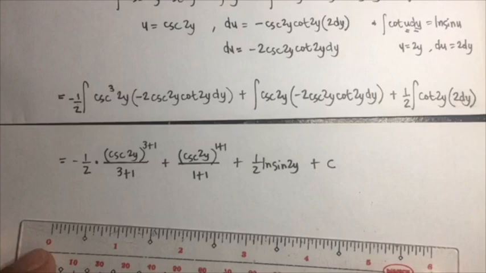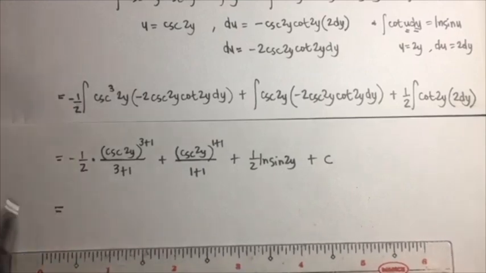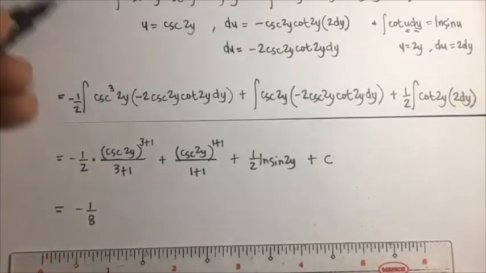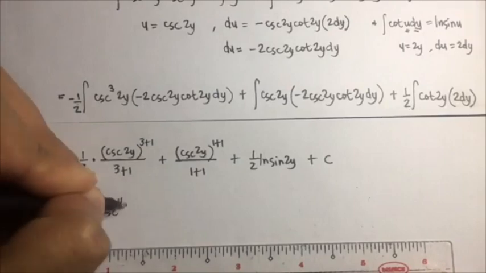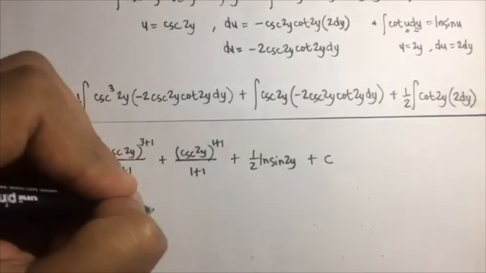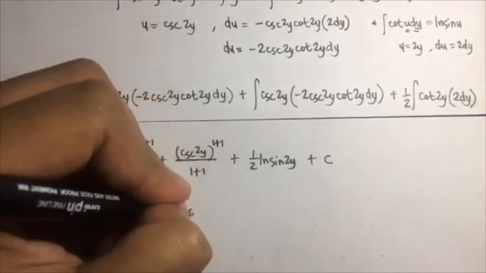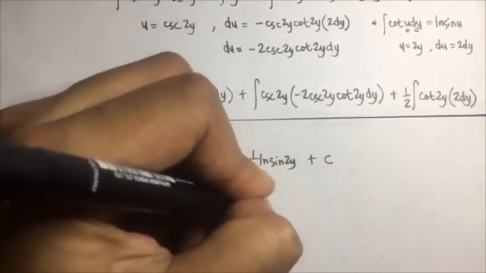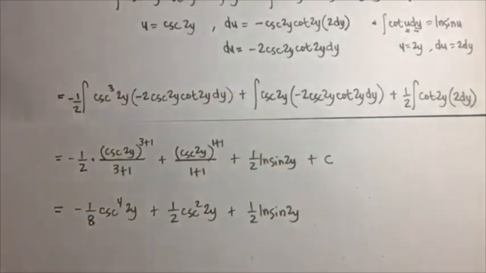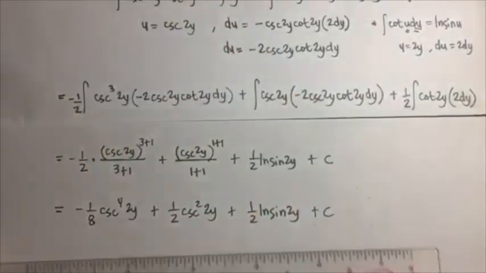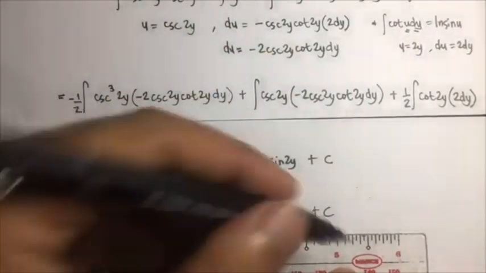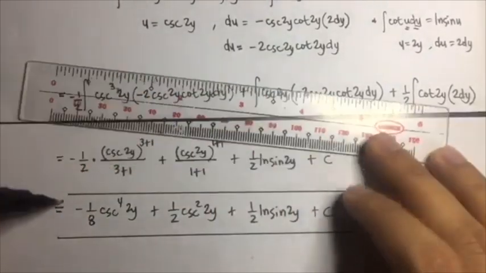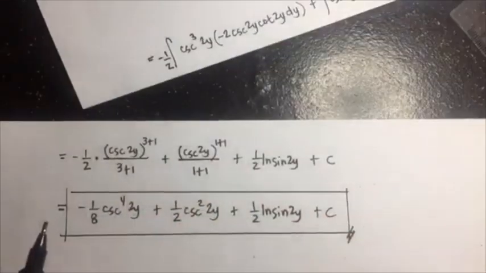Okay, so therefore this will become negative 1/2 times 1/4, so this will become negative 1 over 8 cosecant to the fourth of 2y plus 1/2 cosecant squared of 2y plus 1/2 ln of sine 2y plus c. So this is now our final answer. Okay.